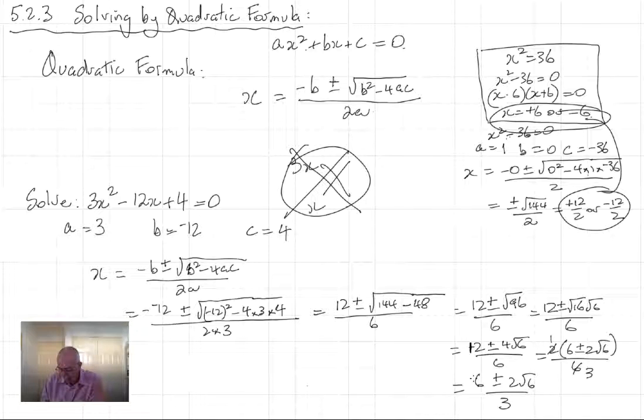Once again, that 3 will not cancel there. If you're asked to give your answer to 2 decimal places, you'd have to go 6 plus 2 root 6, press enter on your calculator, then divide by 3. Or you can go 6 minus 2 root 6, press enter, get an answer for the top, then divide by 3, and that'll give you the other answer. So that's using the quadratic formula to solve quadratics.